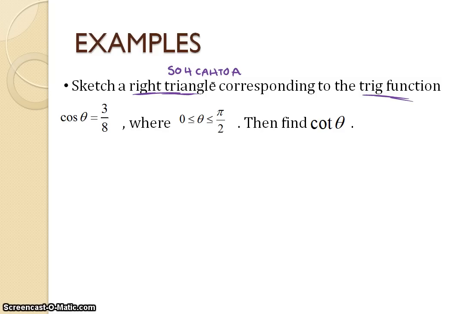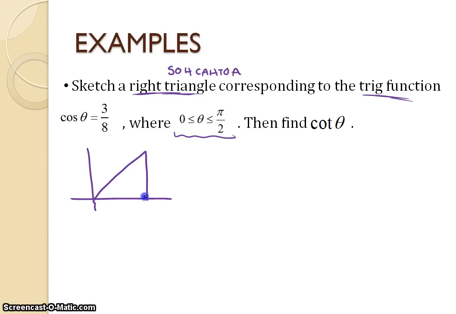Okay, so here it tells us that theta is between 0 and pi over 2. Remember, pi over 2 is 90 degrees. So our angle is between 0 and 90 degrees, which means we are going to be in quadrant 1. So I'm always going to draw my triangles in quadrant 1, or whichever quadrant we're given the information.